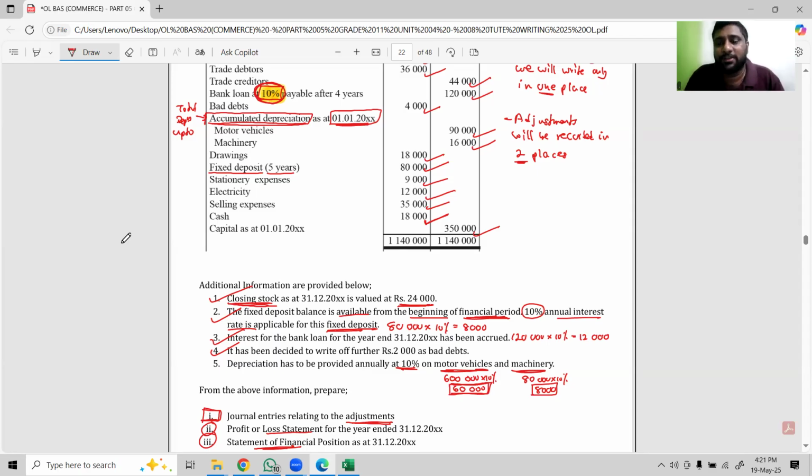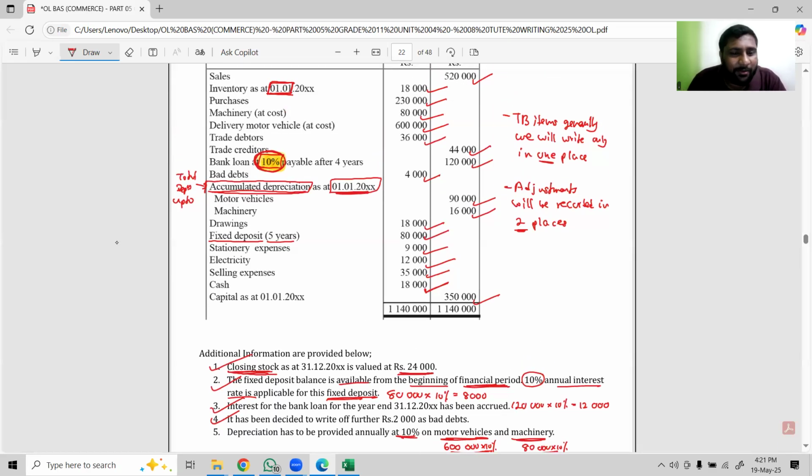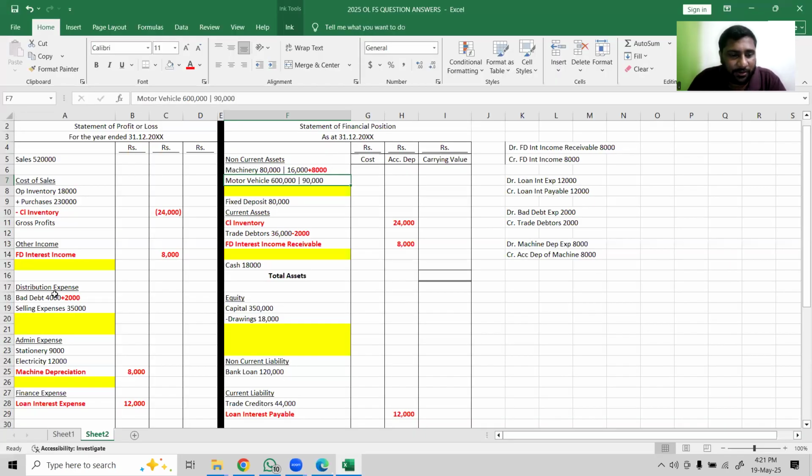We don't do the office work, no. Administration work, no. Generally, motor vehicle is there for the delivery work, distribution work. So the depreciation will come under the distribution expense. But in this question, they are telling it's a delivery motor vehicle. So no problem. Delivery motor vehicle. So it should come to the distribution expense. 60,000.